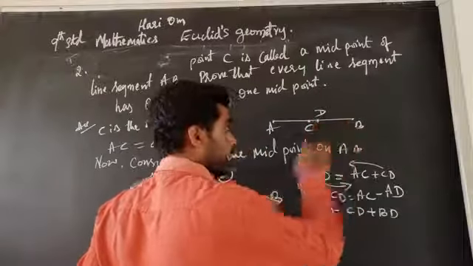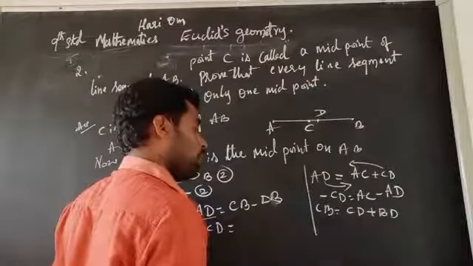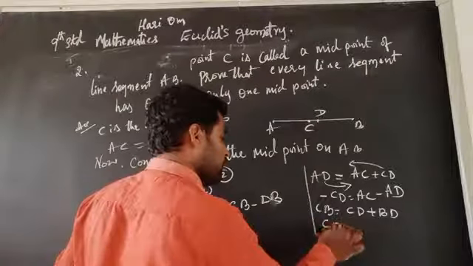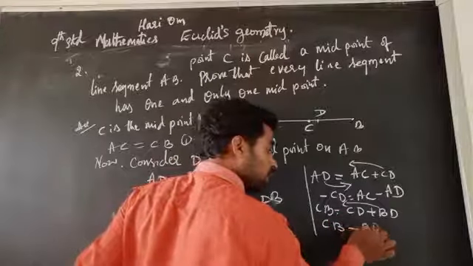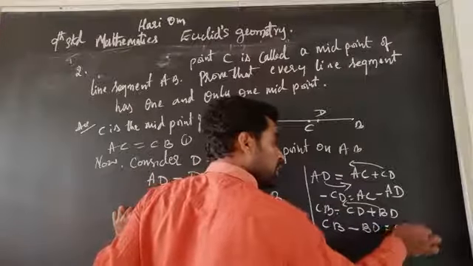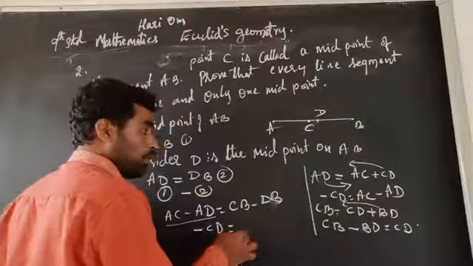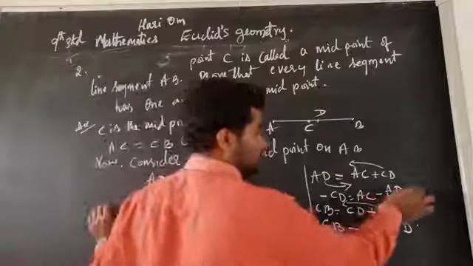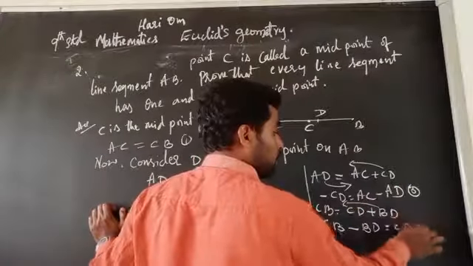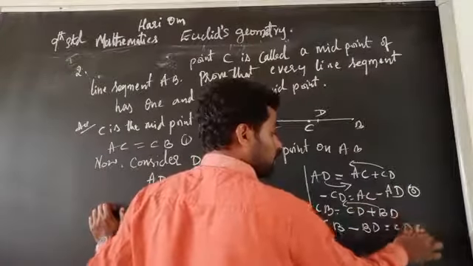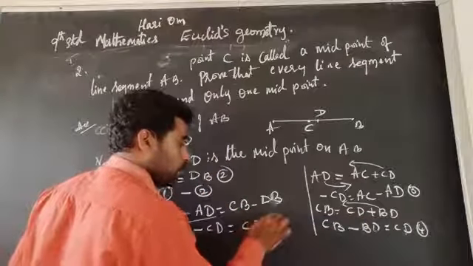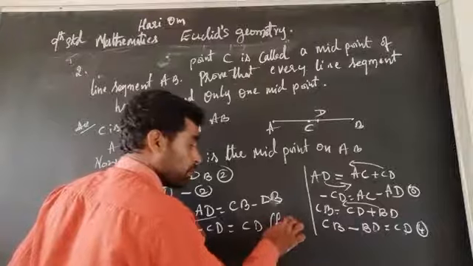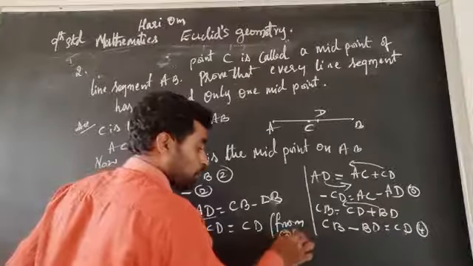CD plus BD. Is it clear? Now, CB here. Now I take BD to LHS. What will become? Minus BD is equal to CD. Now, from this, if you want, you can take equation number 3, and if you want, you can take this 4. Now, CB minus DB is equal to the other CB. If you want, you can take from 3 and 4.